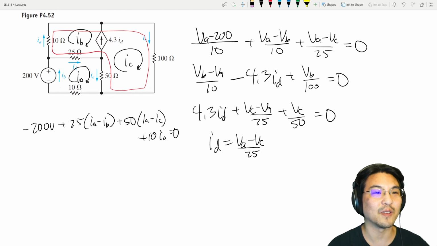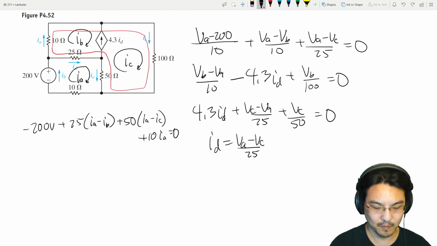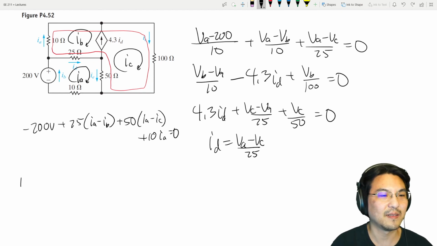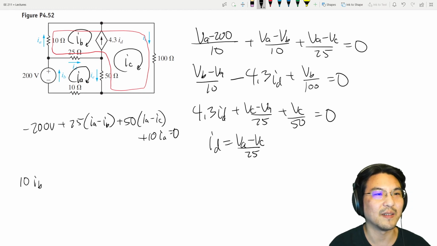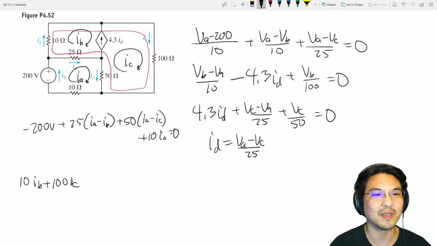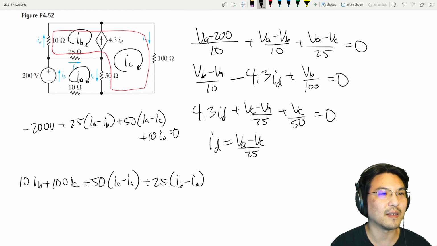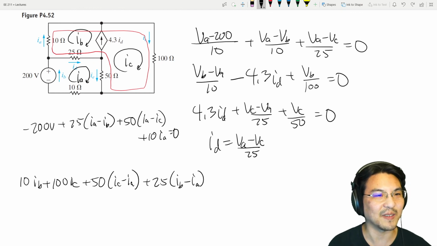Now KVL for the super mesh. Let me start right here, and then I'll go clockwise. So over here, 10 IB. Right, so we're going clockwise, so now we're over here. 100 IC. Let's keep going clockwise around the super mesh, so we're here now. 50 IC minus IA. And then over here, 25 IB minus IA. And we started here, right? Okay, so that's it.